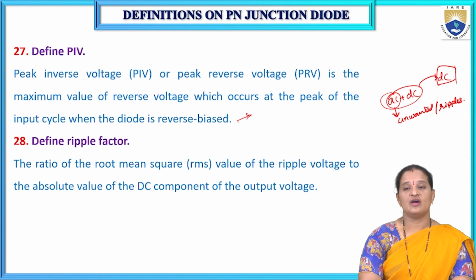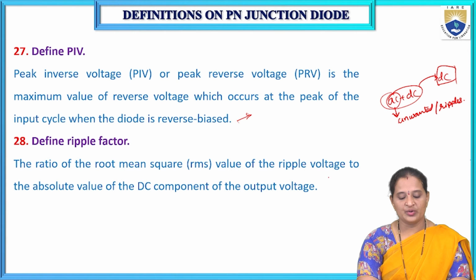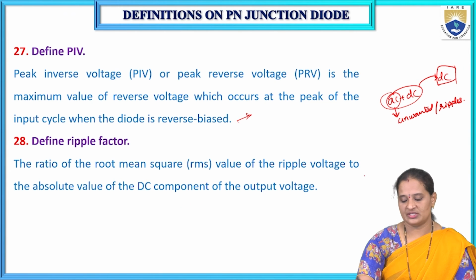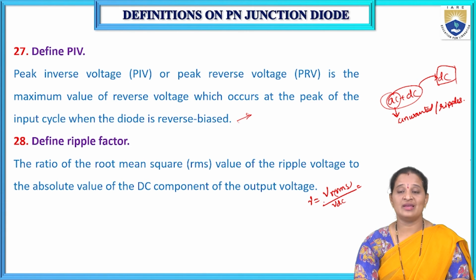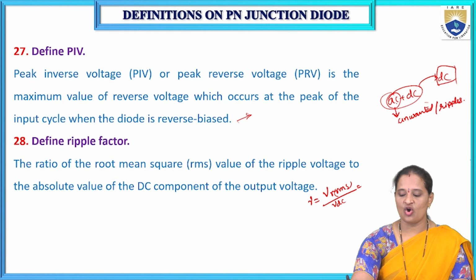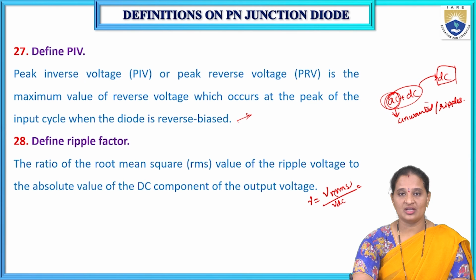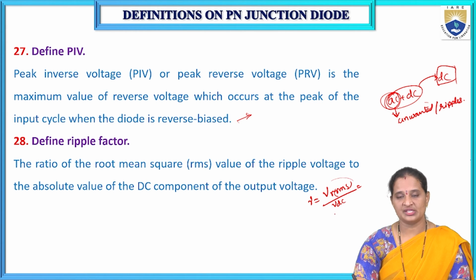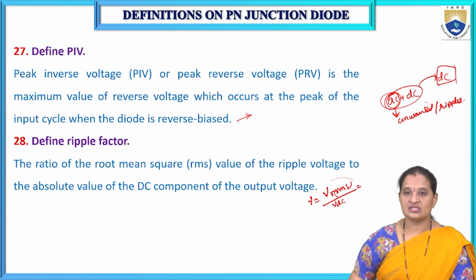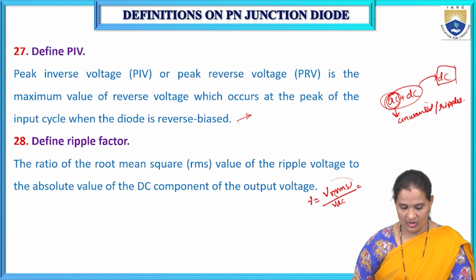Now let us define the ripple factor. It is the ratio of the root mean square value of the ripple voltage to the absolute value of the DC component of the output voltage. We can represent the ripple factor as gamma equals V_r,RMS divided by V_DC. What is V_r,RMS? It is the RMS value of the ripple voltage. That means some AC components are present in the output, and AC components are measured using the RMS value, which is the root mean square value. So the ratio of the RMS value of the ripple voltage to the DC or average value of the output voltage is defined as the ripple factor. The ripple factor must be very low, such that all the AC components are eliminated, in order to convert the given AC supply into DC.